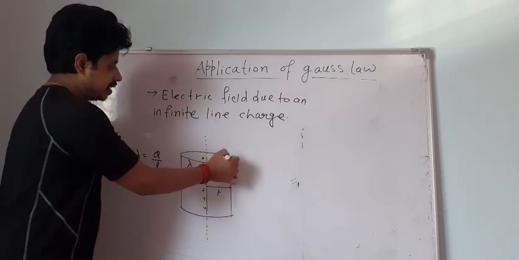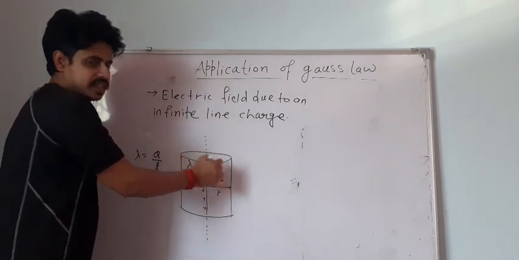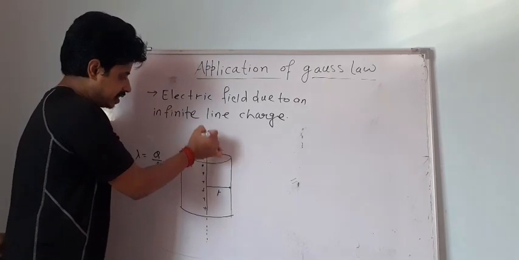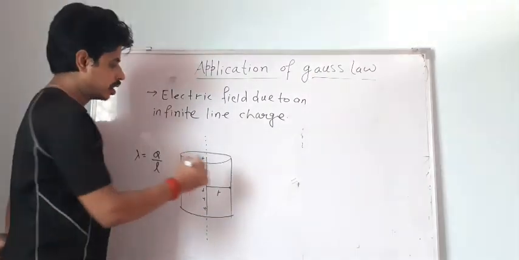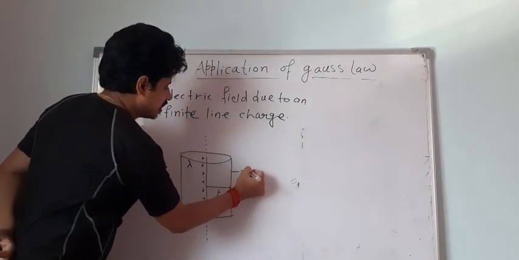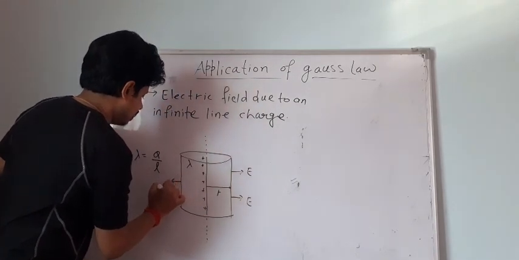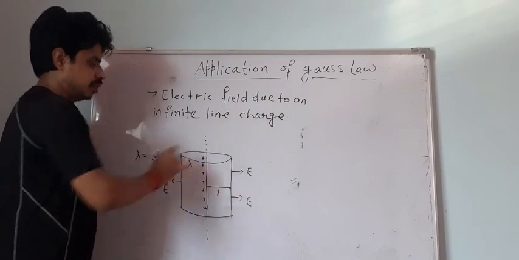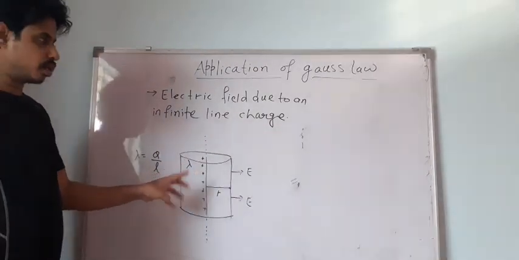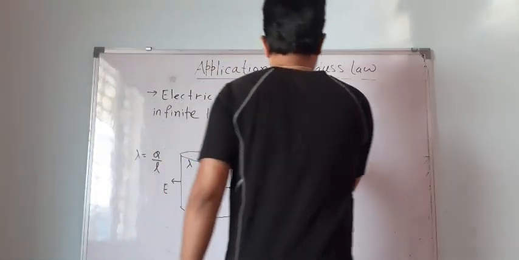So you can see that each and every point on this cylinder is equidistant from this line charge. So now the electric field must be the same everywhere. Everywhere it is E, not like E1, E2. Then the purpose will be lost. You can also note this point.